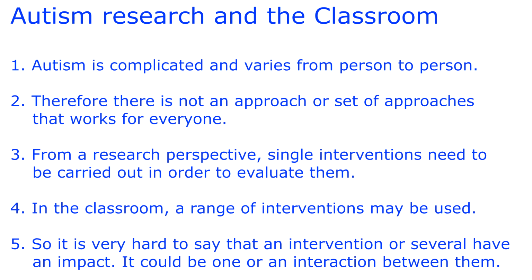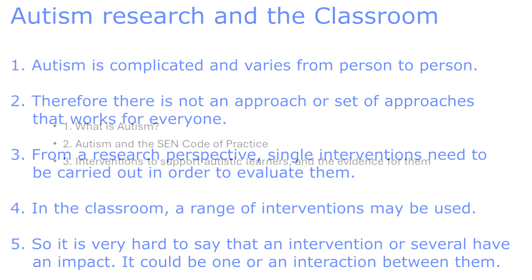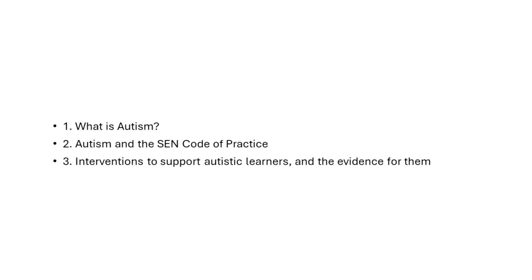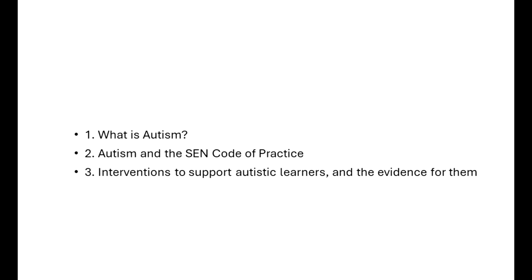So the format for the talk: I'll talk about what autism is, how it is defined, and what current terminology is used. We'll talk about how it relates to the code of practice. Again, linking back to what Janice said about the areas of need in the code of practice, autism is one of those complex conditions that potentially hits all four areas of need. It is not just cognition and learning; it is potentially all of them. And we will look at the interventions that are commonly used to support autistic learners, and specifically the evidence to support them.